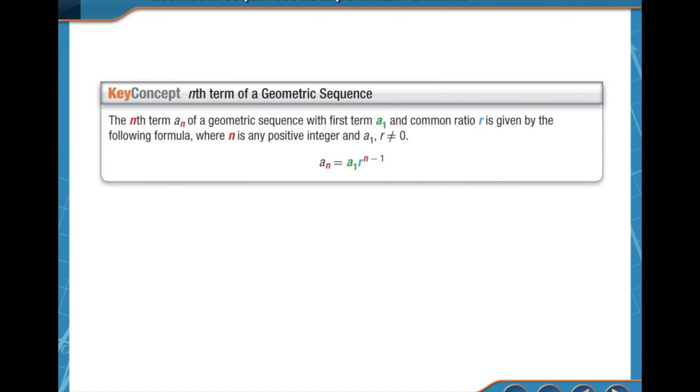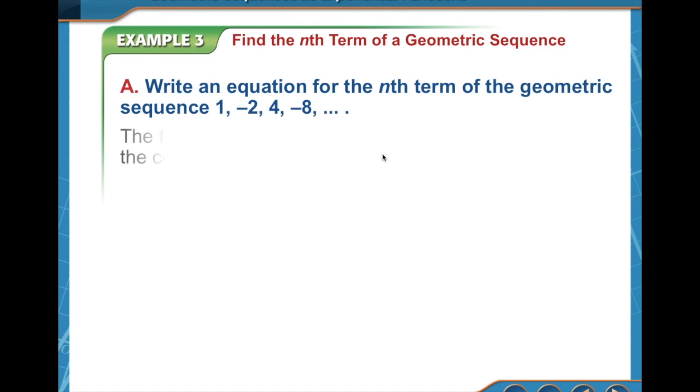Great. Okay, so these get more interesting. The nth term of a geometric sequence is given by this equation, which we've already briefly talked about. Any term of a geometric sequence, a sub n, can be found by taking the first term, a sub 1, times your ratio to the power of the number of terms you care about, take away 1. So let's look at it.